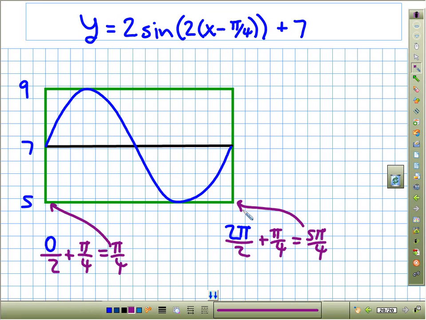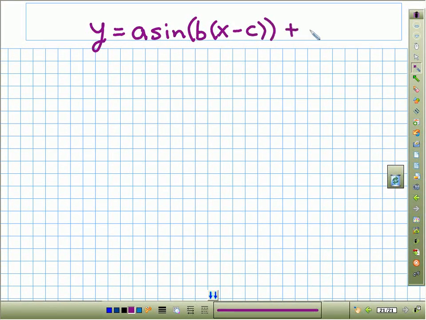Okay, now let's just look and see what we have here. Let's look at all the whistles and bells in a general form. We've got A sine B times x minus c plus d. This is what we've been graphing all along. And remember, of course, D is the vertical shift.